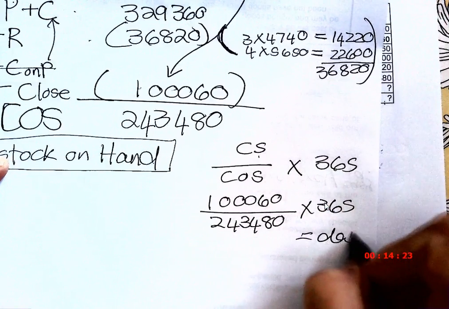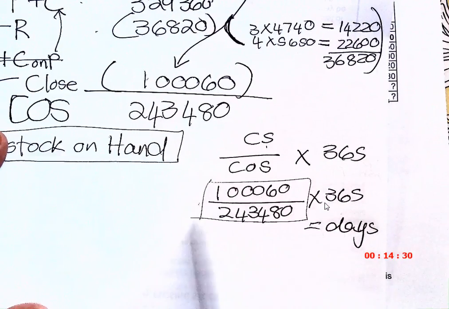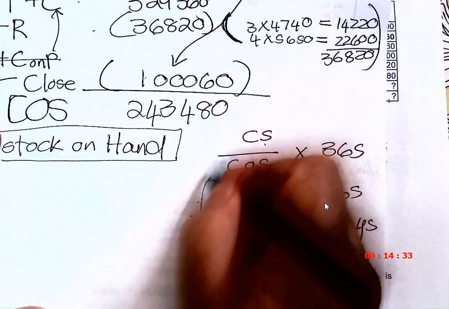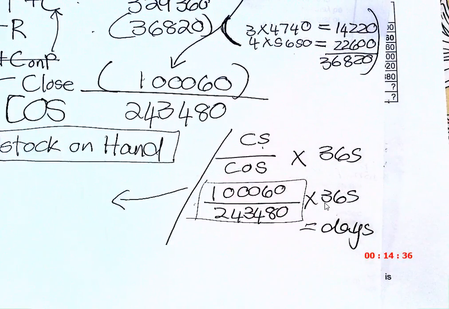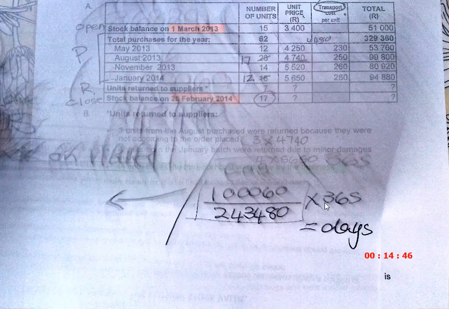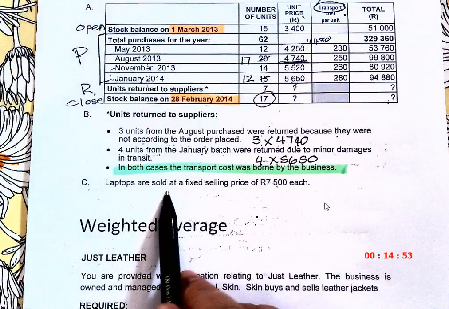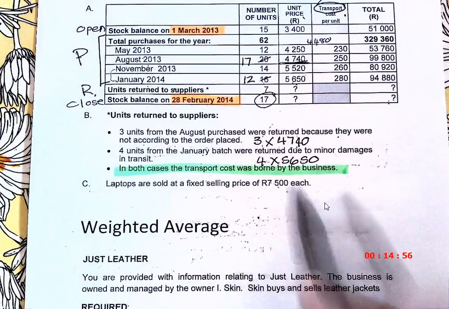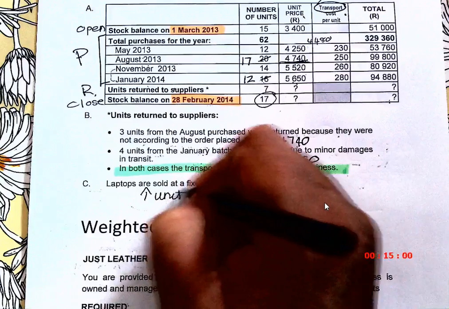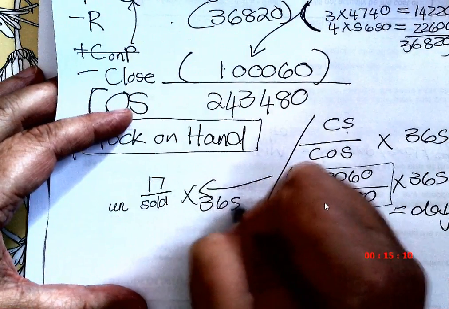But can I tell you something else? I don't like using the rand values because I can make mistakes. So another way that we can do it is we can do it through units. So what's my closing stock unit? 17. And then if they tell me how many was sold, they didn't tell me how many was sold. But if they gave me a unit sold, I can put that there. Times 365. Does that make sense to you?